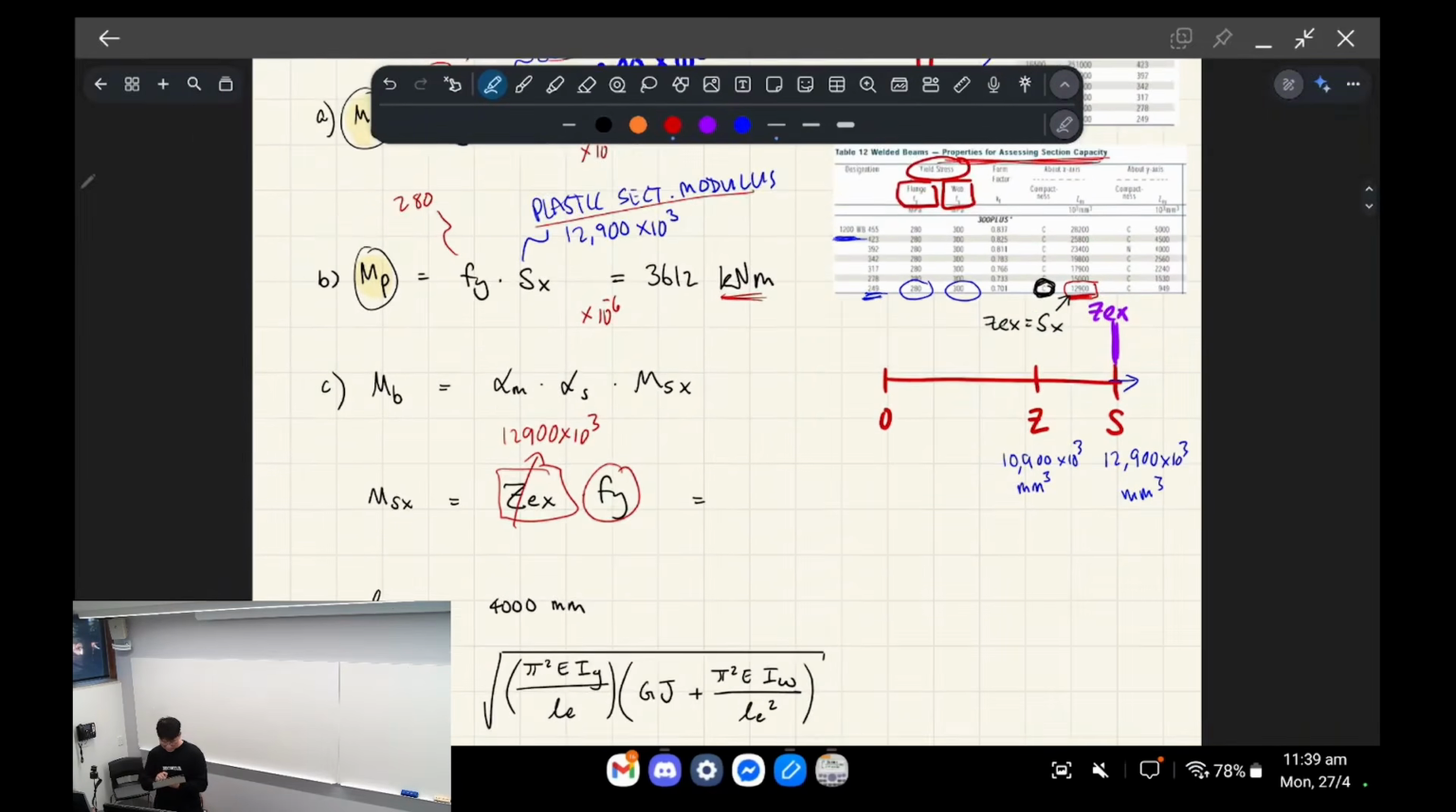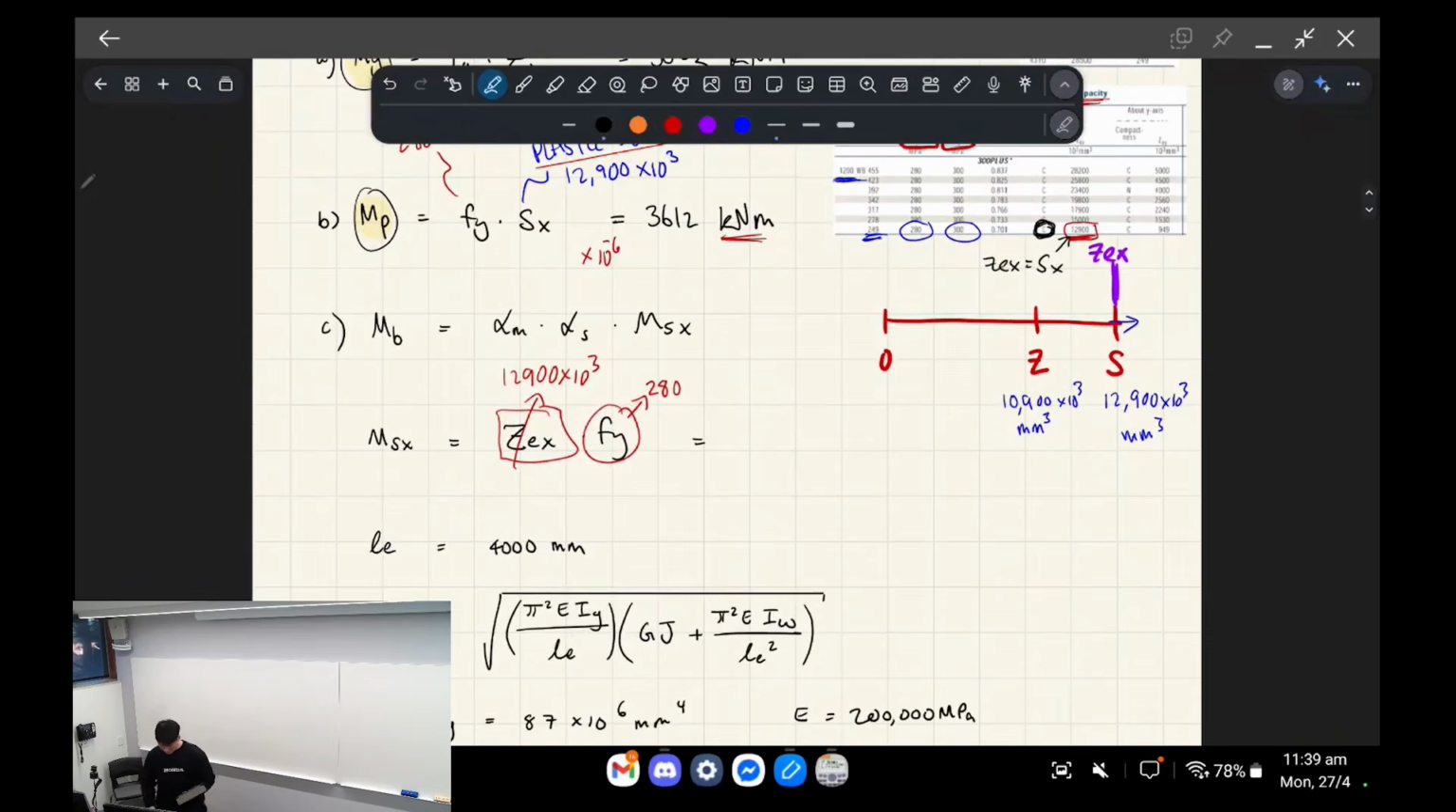Fy, we're going to plug in the same number as we had before, which was 280. All right, and now we can just compute that. We get 3,612 kilonewton meters. All right, so that is going to go here. Okay. We're given in the question that alpha m is 1, so that's already sorted.